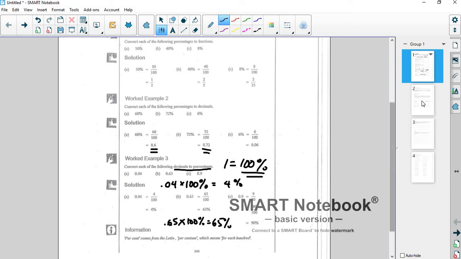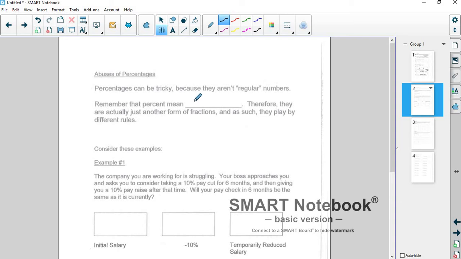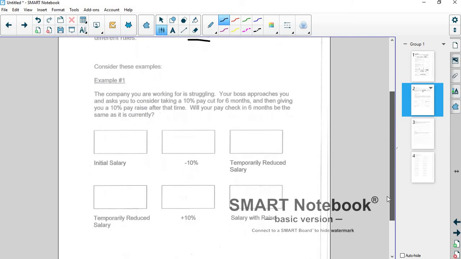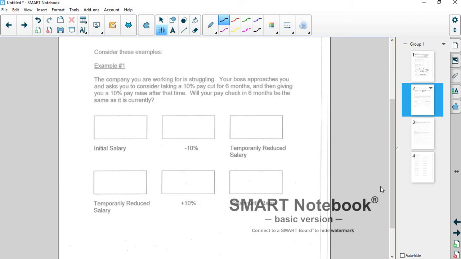So, a couple of things about percentages before we get into the calculation of them. Remember that percent means out of 100. So basically they're fractions. And remember, fractions have special rules. You can't add them unless they have the same denominator, that kind of stuff. So watch what happens with a percentage here. The company you're working for is struggling, and your boss approaches you and says, would you please take a 10% pay cut for the next 6 months, and then I'll give you a 10% pay raise after that time. And so you're like, well, I'm trying to help the company, at least I still have a job, so sure, I guess I don't have a choice.